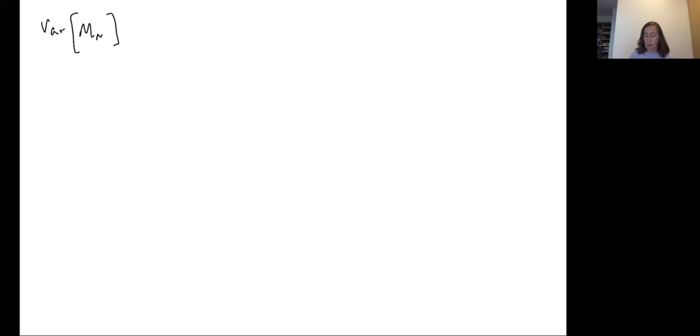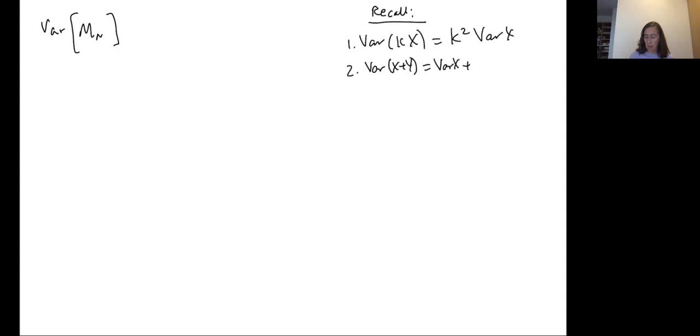To get us warmed up, let's remind ourselves of some things we know about variances and variances of functions. Some things that we learned earlier in the quarter. One thing we learned is that the variance of a constant times x is the constant squared times the variance of x. We derived that at some point during the quarter. And we also found that the variance of x plus y was the variance of x plus the variance of y plus 2 times the covariance of x and y.